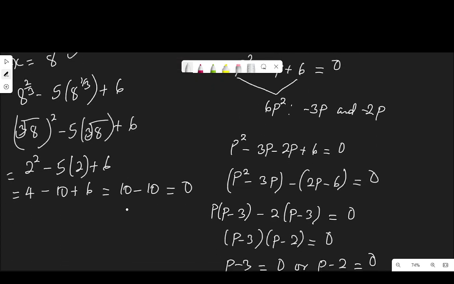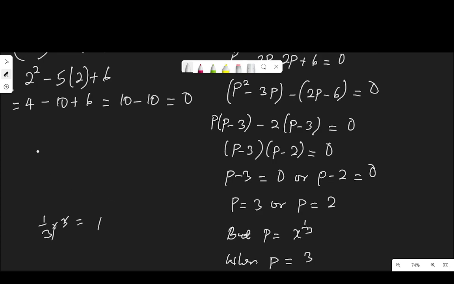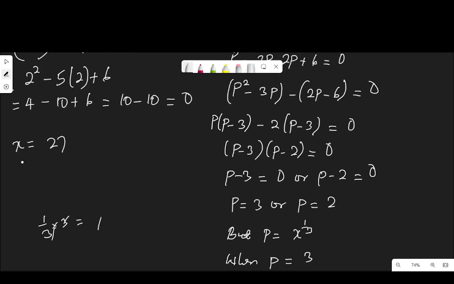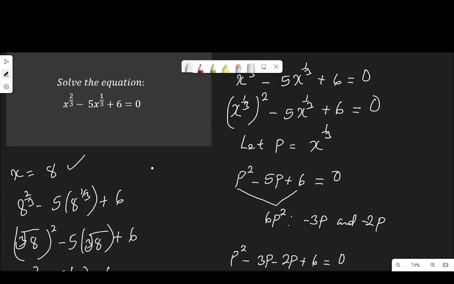Let's check the other value, which is 27. So x equal to 27. Let's put 27 into the equation and see. As x to the power of 2 over 3, 27 to the power of 2 over 3 minus 5 times 27 to the power of 1 over 3 and plus 6. Let's see whether we arrive at 0.